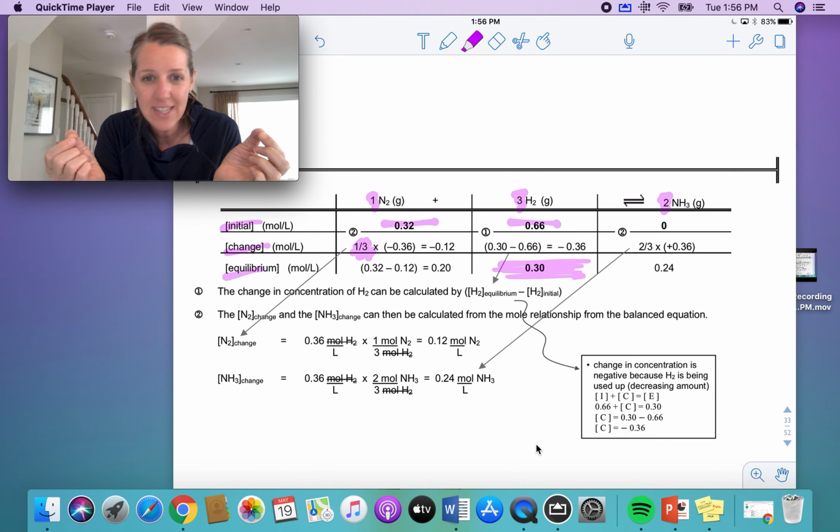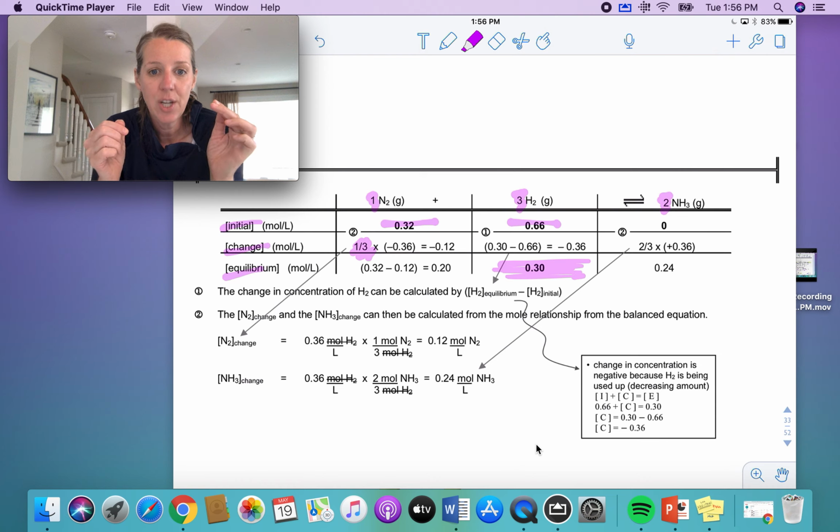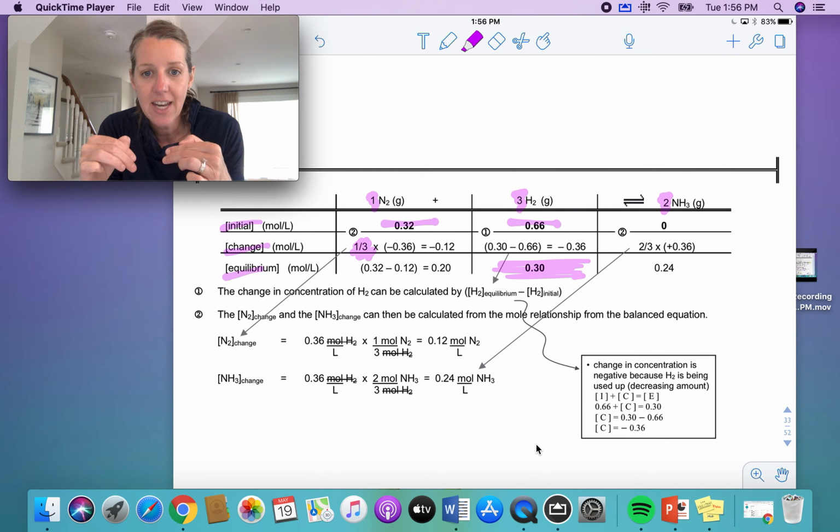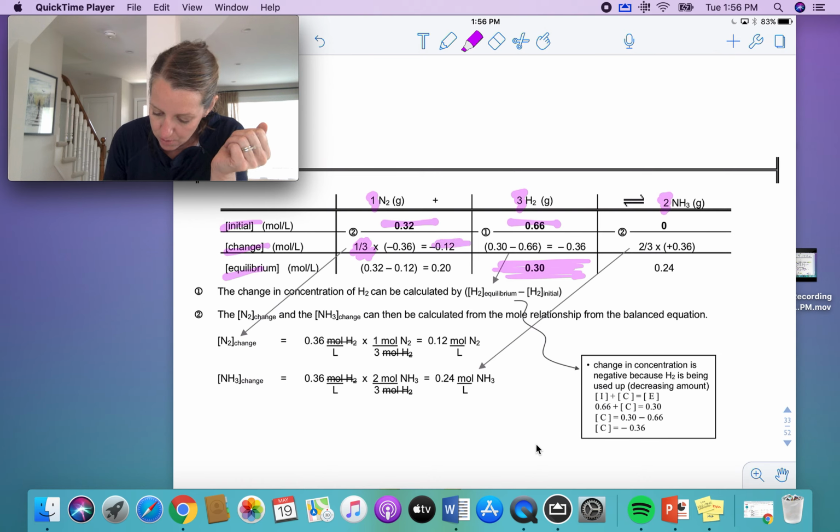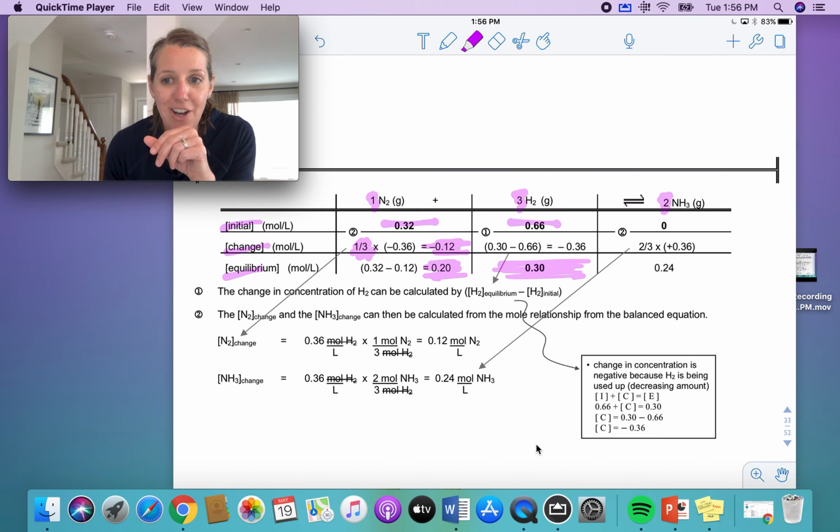Is that the right way to say that? But my nitrogen is going to go down, my hydrogen is going to go down, and if my hydrogen goes down to be 0.30, what's 1/3 of that, right? 1/3 of that is going to be a change in concentration of negative 0.12. It's going to go down, and so I know what that concentration is going to be over here. Okay, does that make sense? This is the hardest one of all, I think.